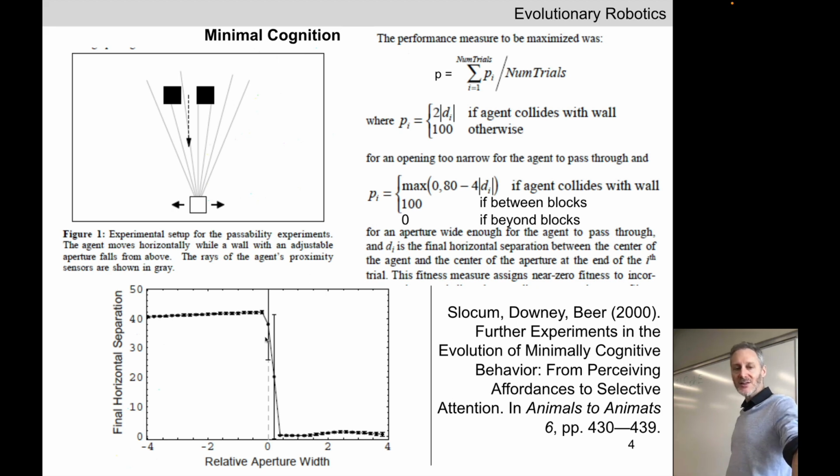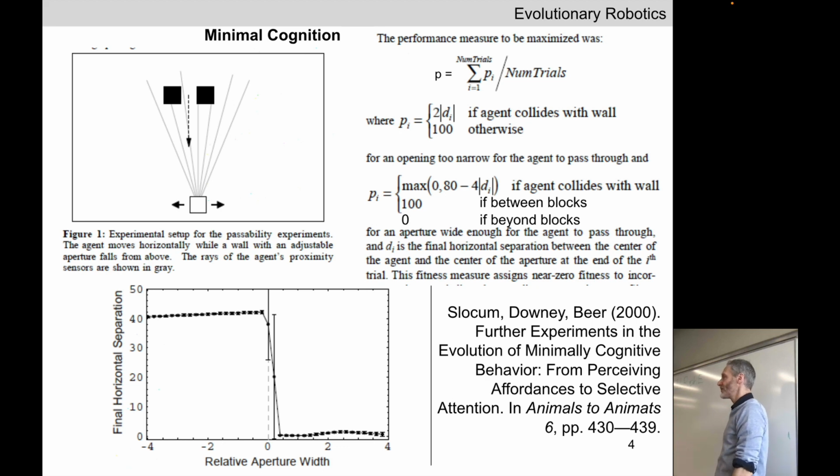Yeah? In this case, on the horizontal axis here, they played back that CTRNN thousands of times, where they dropped pairs of objects from the top of the screen with relative aperture widths that were negative, meaning the width of the aperture was less than the width of the robot, or a positive aperture width, meaning the aperture width was wider than the width of the robot. And in all of these thousands of conditions, they measured the final horizontal separation between the robot and the center of the pair of blocks when it got to the ground. Yeah?